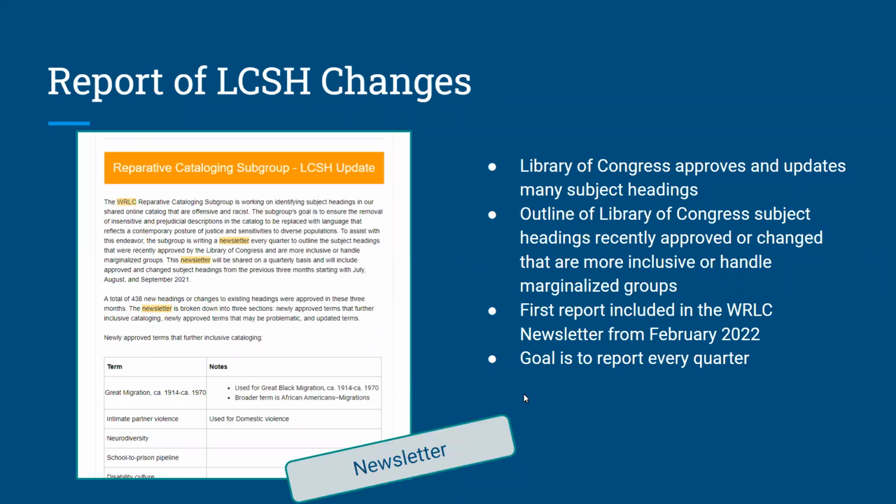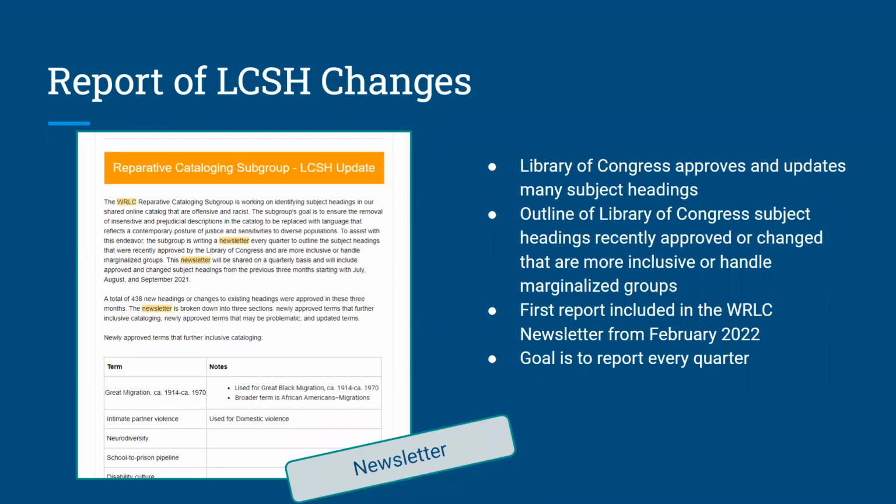Another ongoing initiative of the Reparative Cataloging Subgroup is the creation of a Library of Congress subject heading newsletter, or LCSH newsletter. As many of us are aware, the Library of Congress is constantly updating and revising their subject headings. Our subgroup's quarterly LCSH update is a list of recent subject heading approvals, additions, or revisions, all for terms that are more inclusive and or handle marginalized groups. The first report was included in the WRLC newsletter in February of 2022, and the end goal is to include a report in the newsletter every quarter so that there will be 4 total every year.